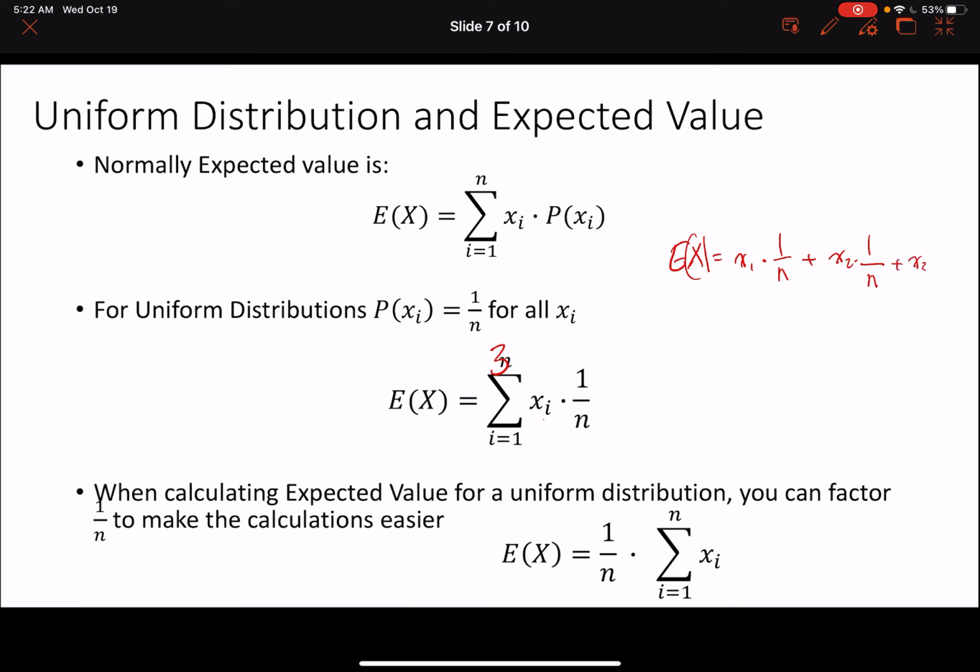Plus x3 times 1 over n, right? So what that means is I can factor out this 1 over n, because it's a common factor for all of them. I say 1 over n times x1 plus x2 plus x3. Now this is just an example. Where did I get the 3? I just threw that in as an example to say, pretend we have only 3 terms.